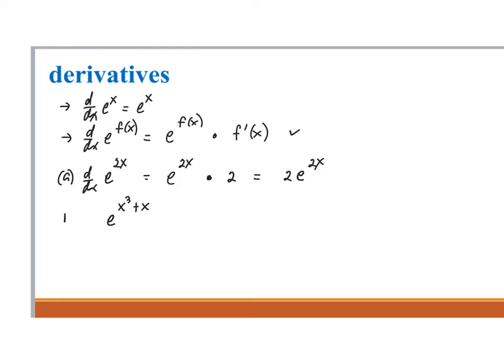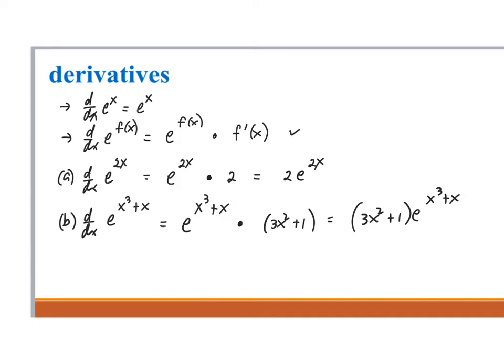For this next one, if we get the derivative of e to the x cubed plus x, again, we copy the given function, e to the x cubed plus x, and then we multiply it by the derivative of the exponent x cubed plus x, which is 3x squared plus 1. And then just rewrite this as 3x squared plus 1 times e to the power of x cubed plus x.